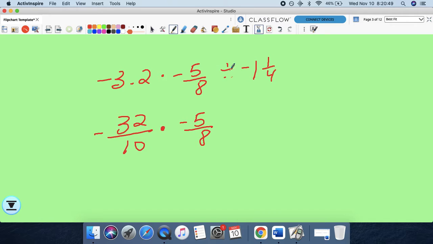So I could even take it one step further and change that division to multiplication. Just think about that: 1 and 1/4 is 5 over 4.